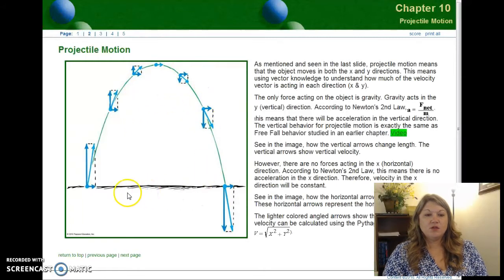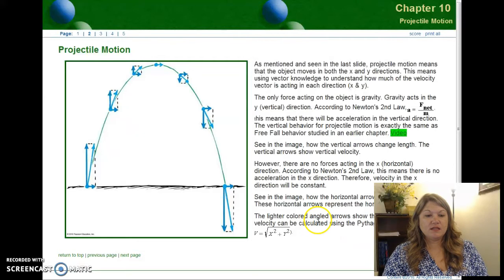So these vertical arrows represent the vertical piece of the velocity. These horizontal arrows represent the horizontal piece of the velocity. The lighter colored blue ones that are going at angles, that is your total velocity, which can be calculated using the Pythagorean theorem, which they mentioned in chapter 5, I believe, right here.